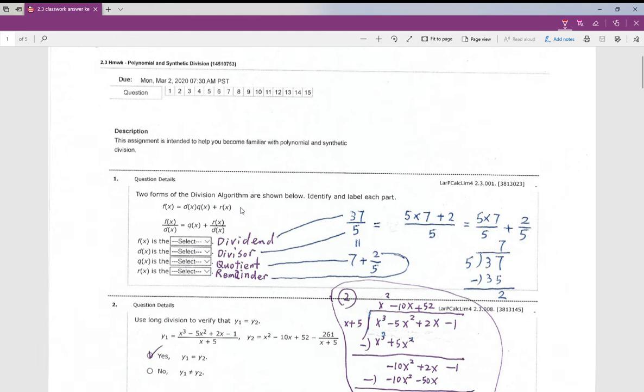So, section 2.3, this is a very important section. From the title, it looks like you are going to learn polynomial and synthetic division. And actually, we learn more than just division. So when we are learning division, we want to pay attention to the remainder.